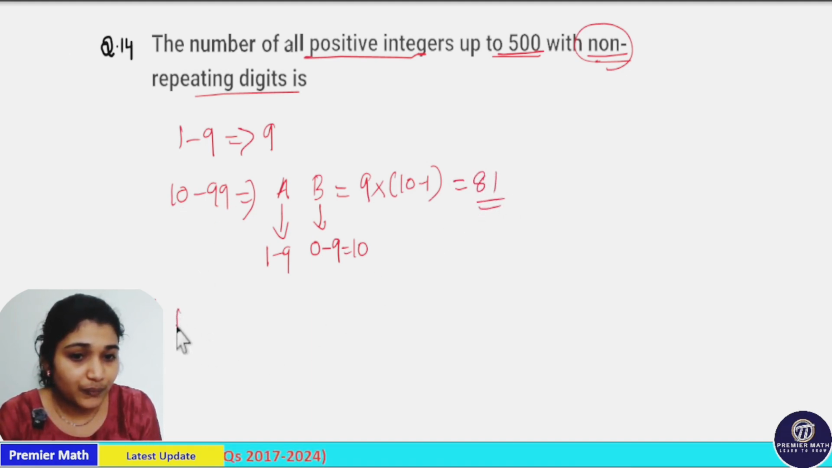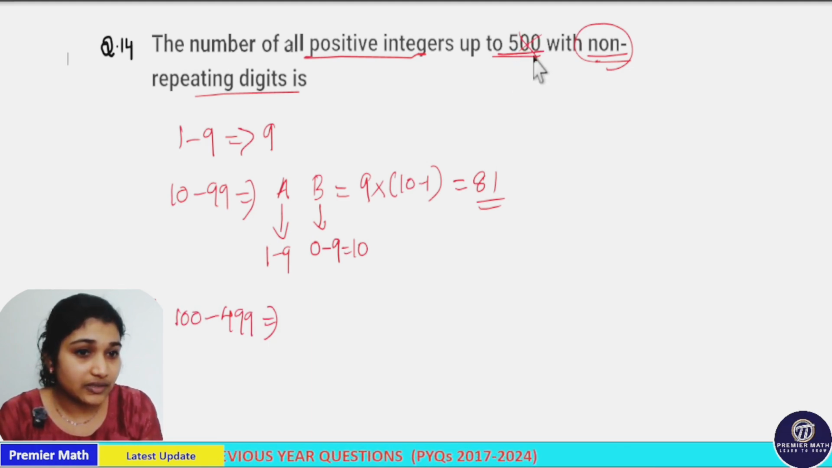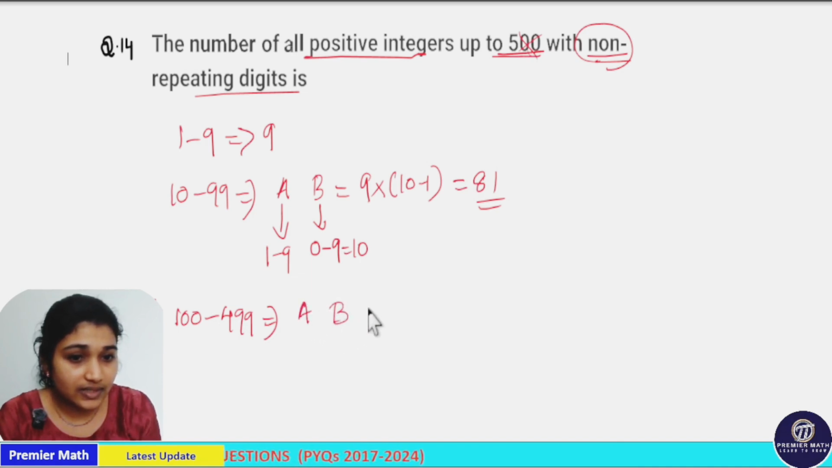Now from 100 to 499. Here 500 we can ignore because it has repeating digits, 0 is repeated. Now from 100 to 499, consider the 3 digits as ABC. For the first digit, we can choose any digit from 1 to 4, a total of 4 digits.